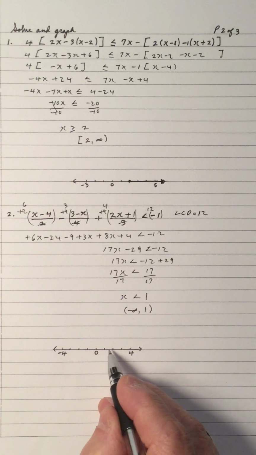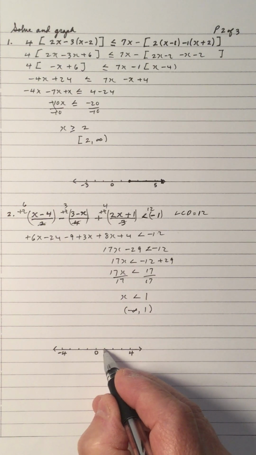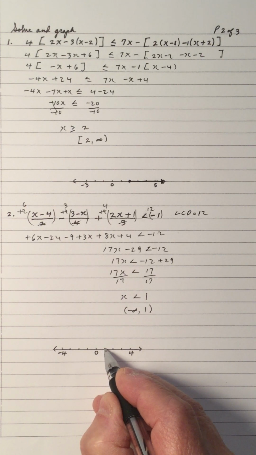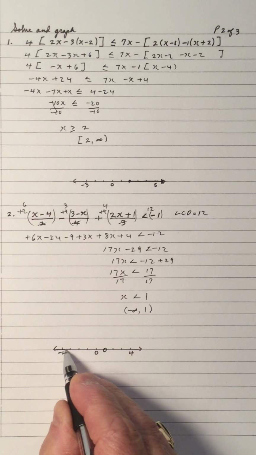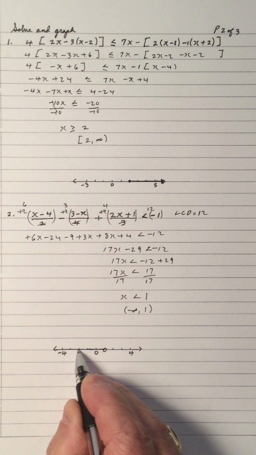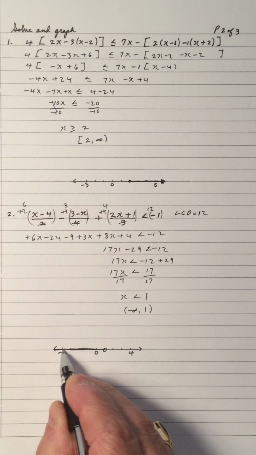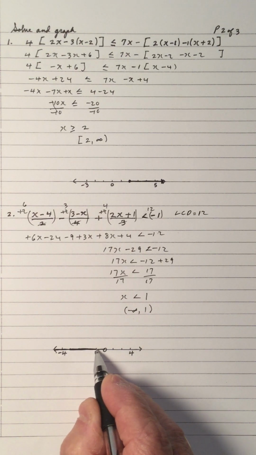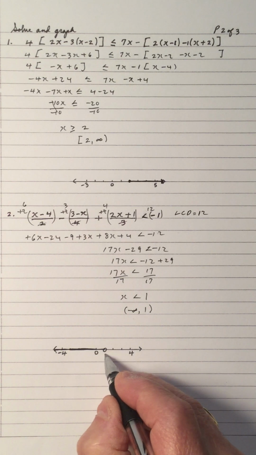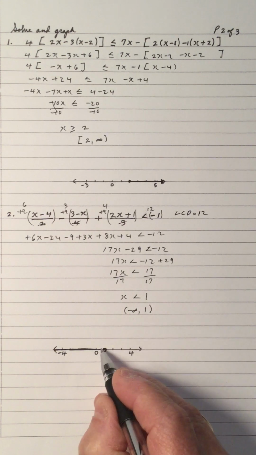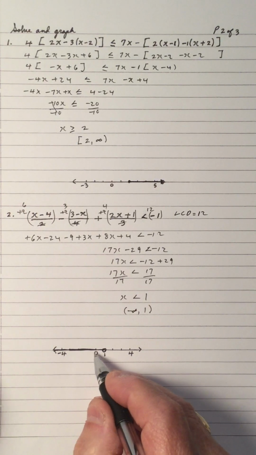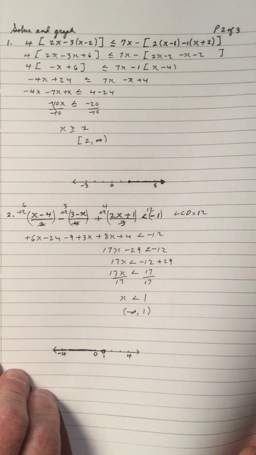And x is less than 1. 1 is not included, so it's a hollow dot. There's 1 there, hollow dot, and less than. So shading, or graphing, is all understood to be graphing over real numbers. So that's a 1 there. So it's hollow because it's not equal to, and all the values of x less than that.